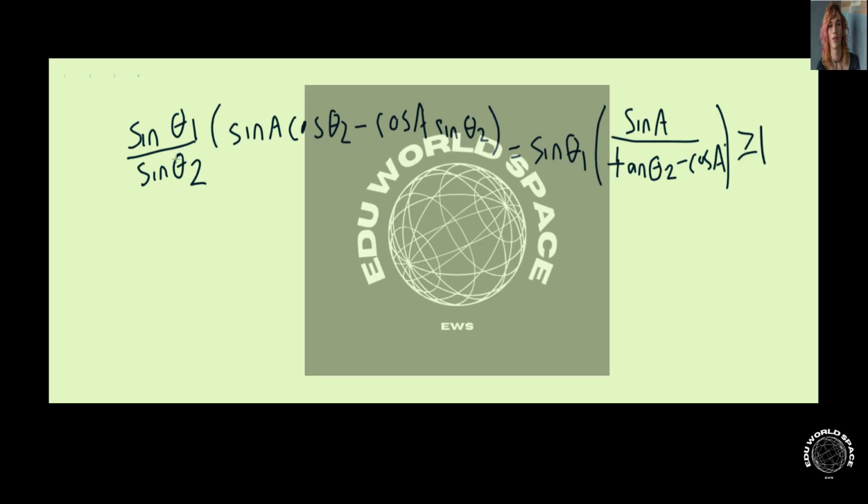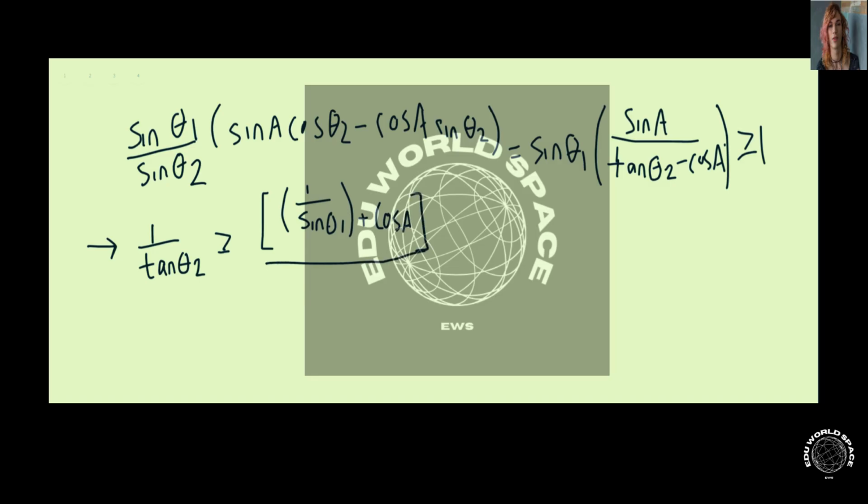We can break it down a little bit more. Going one step further, we can get 1 over tan theta 2 greater than or equal to 1 over sine theta 1 plus cosine A, all that in parentheses, over sine A. And this is equal to 1 over sine 45 degrees, because it's given, plus cosine 60 degrees. And all of that is over sine 60 degrees. So we're just plugging in our numbers at this point. And this gives us a numerical value of 2.210.